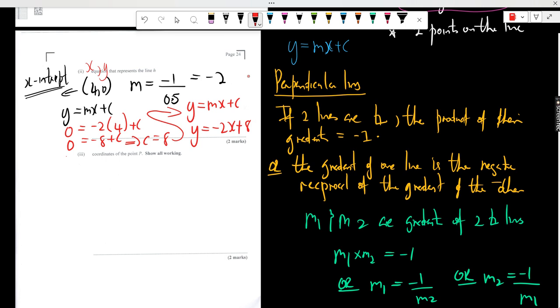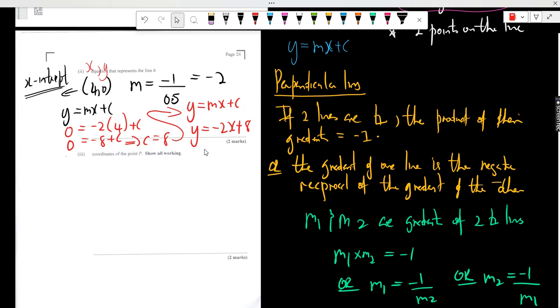So we need to remember that if lines are perpendicular, the gradient of one line is a negative reciprocal of the gradient of the other. And of course, you know that in the case where they're parallel, the gradients will be the same, right? So if you're told that two lines are parallel and you have to find the equation of one of the lines, then of course the gradients are equal. Good? Now let's look at part 3 here.